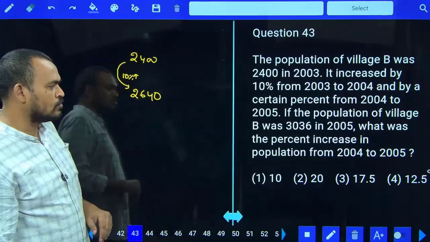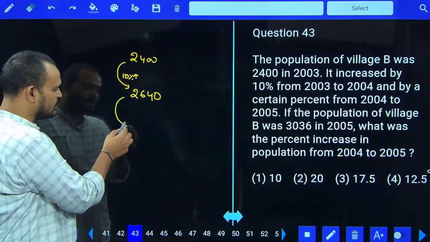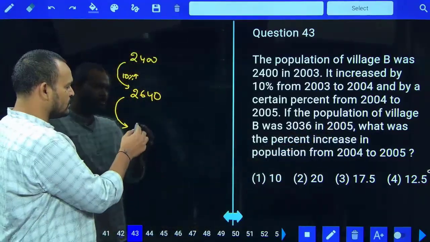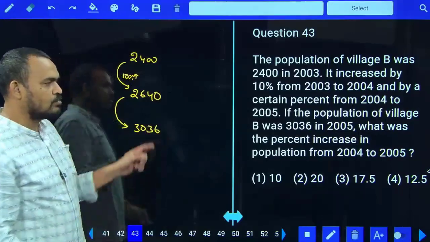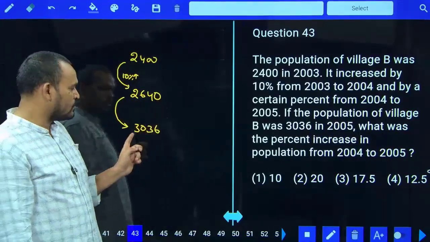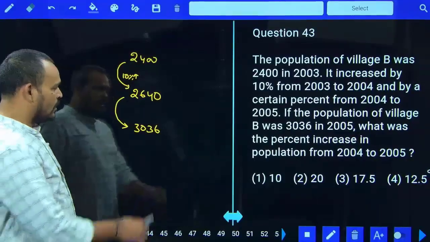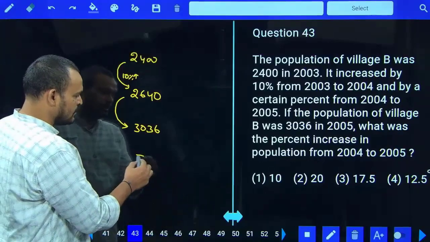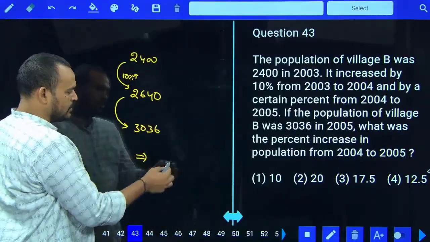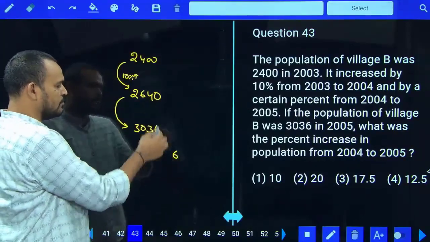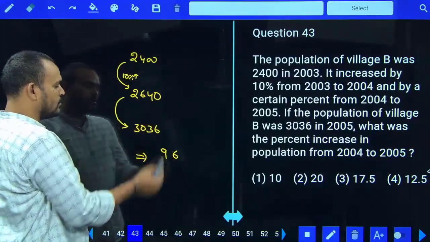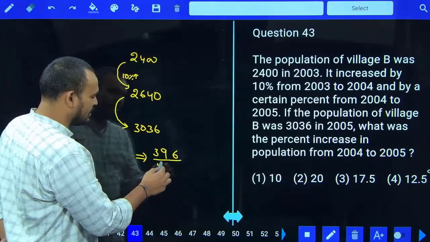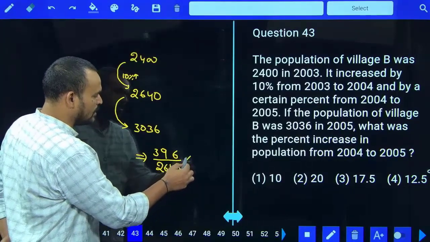2640 is the 2004 value. Again from 2004 to 2005, it increased by some percent. After the increase, in 2005 it becomes how much? 3036. What is the 2004 value? 2640. What is the 2005 value? 3036. How much value increased? 2640 and 3036, the difference is 36 and 40. 6 minus 0 means 6. 13 minus 4 means 9. 29 and 26. What is the remaining? 3. That is 396. It is calculated on 2640 multiplied by which one?